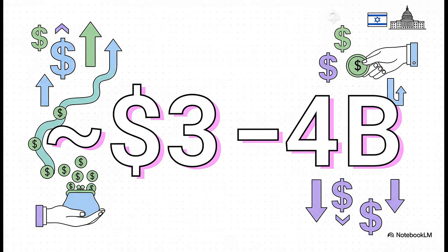Let's use a real-world example. For Israel, the aid it receives from the U.S. means billions of dollars are flowing into the country each year. So on Israel's balance of payments, that's a credit. Now, from the U.S. perspective, since the money is flowing out, it would be recorded as a debit.